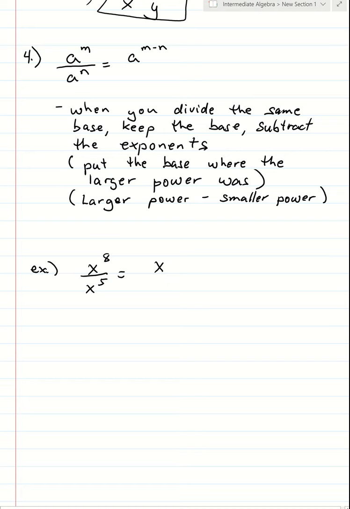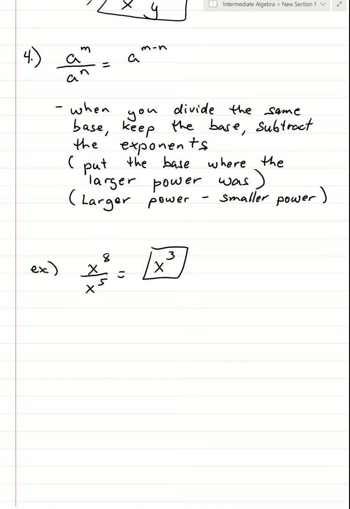And now I have to subtract the exponents. And you always take the larger and subtract the smaller. 8 minus 5 would give me a simplified expression of x cubed. Okay? And that would be your answer.